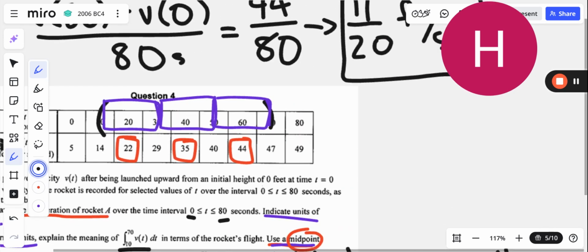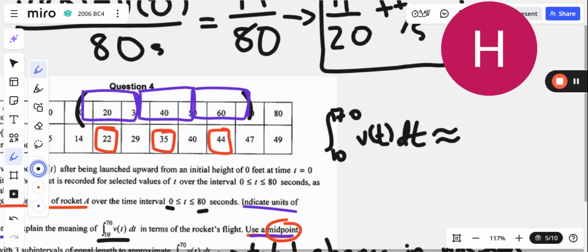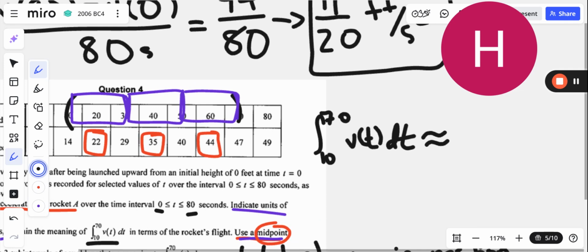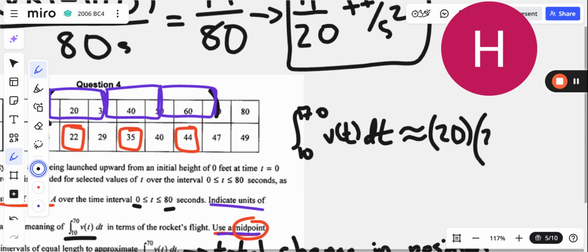So let's write it over here. The integral from 10 to 70 of v of t dt is approximately, I don't think you get points off for saying equals rather than approximately, but it's just safer to put approximately because we are not sure about this being completely accurate. So we can factor out the 20 in time for all of the intervals because they all have the same width, and then we can basically just add up these midpoints: 22 plus 35 plus 44.